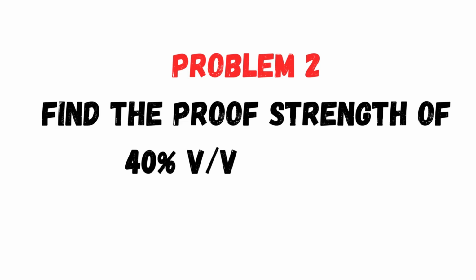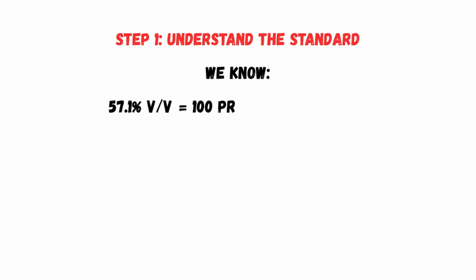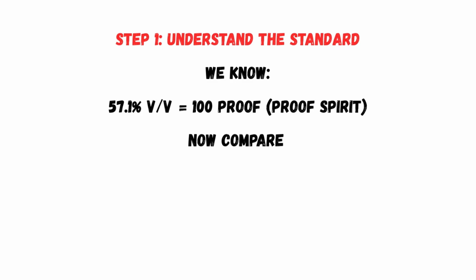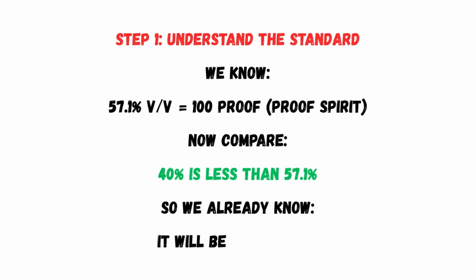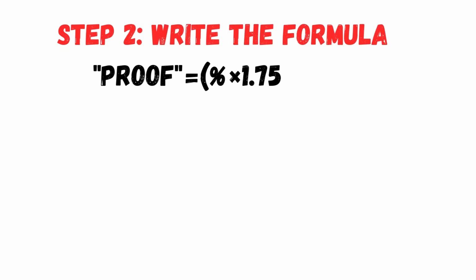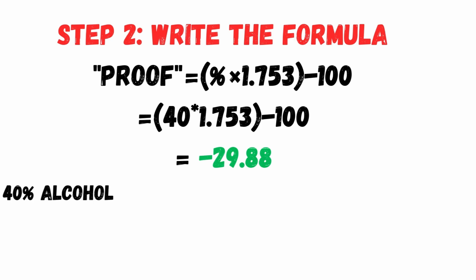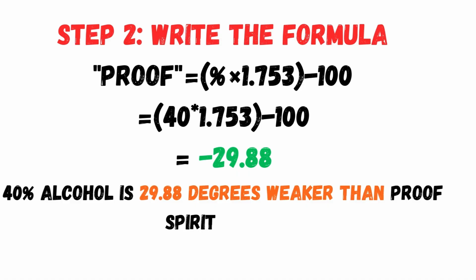Problem number 2. Find the proof strength of 40% volume by volume alcohol. Similar to problem number 1, first you need to understand whether it is underproof or overproof. In the question itself you can see 40% volume by volume, which is less than 57.1%. So it means it will be underproof. After identifying underproof, step 2 is to write the formula and calculate. So proof = percent × 1.753 − 100. After calculation, you will get −29.88.